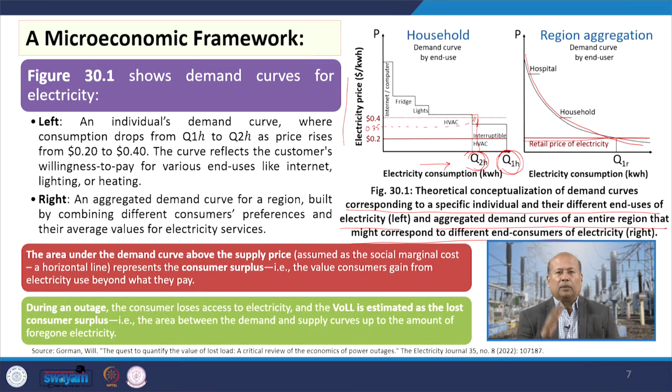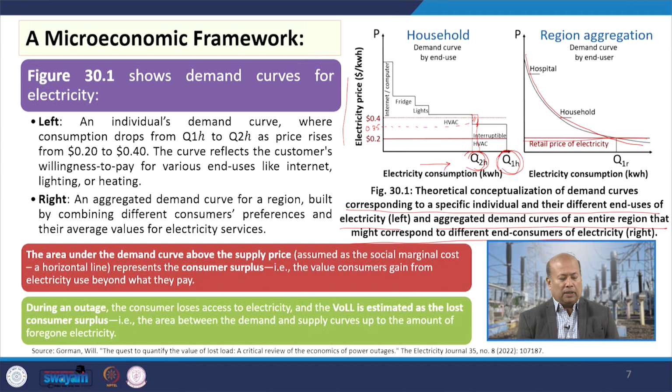Now the right hand side diagram is an aggregated demand curve for a region, built by combining different consumers' preferences and their average value for electricity services. The area under the demand curve above the supply price, assumed as the social marginal cost, a horizontal line, represents the consumer surplus, that is the value consumers gain from electricity use beyond what they pay.